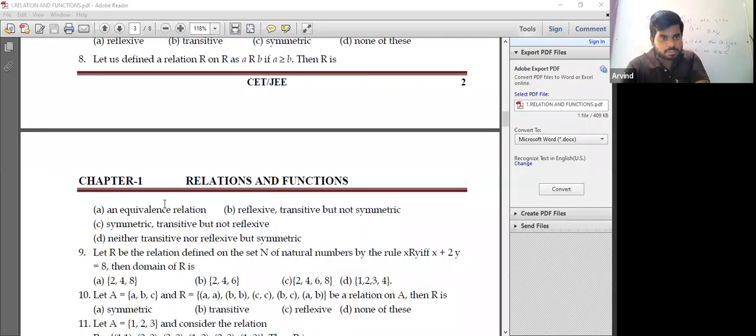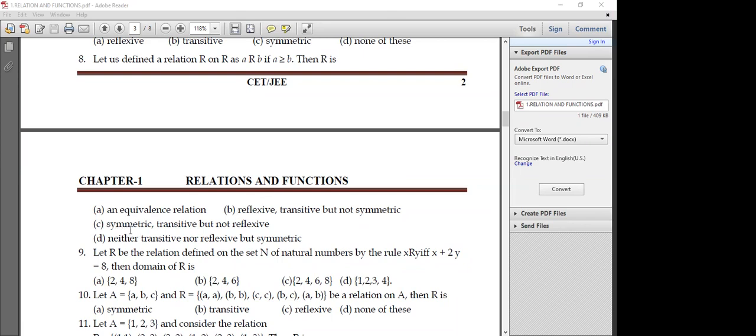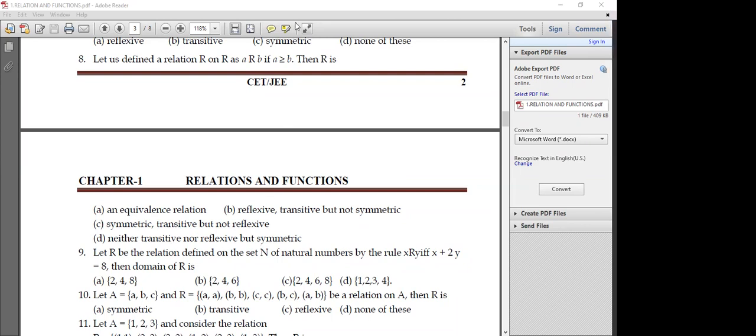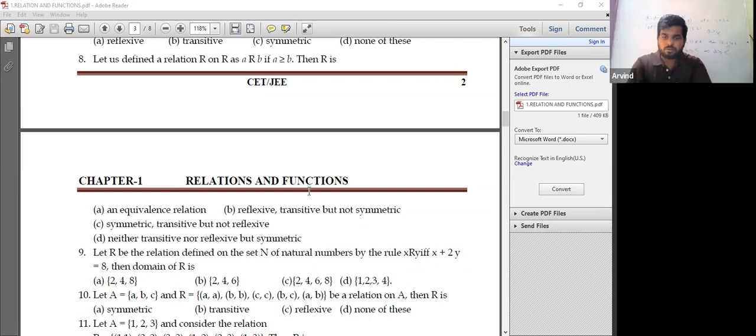So which is the correct option? An equivalence relation, option A is wrong because it is not symmetric. Reflexive and transitive but not symmetric, option B. Option C is symmetric, transitive but not reflexive. Option D, neither transitive nor reflexive but symmetric. Which is the correct option? B, sir. B. Reflexive and transitive but not symmetric. Okay.